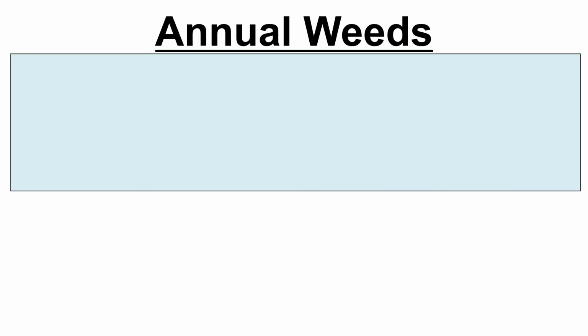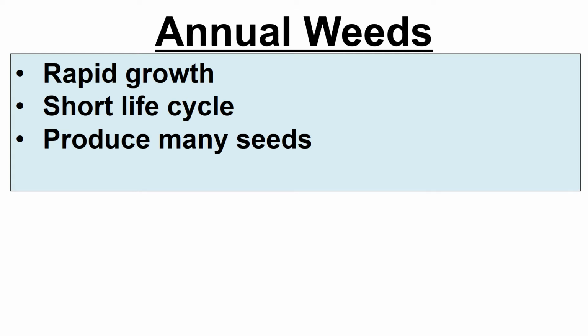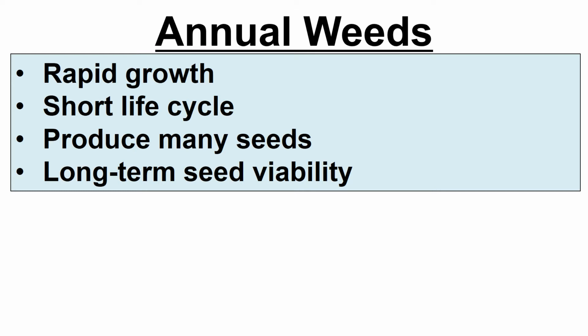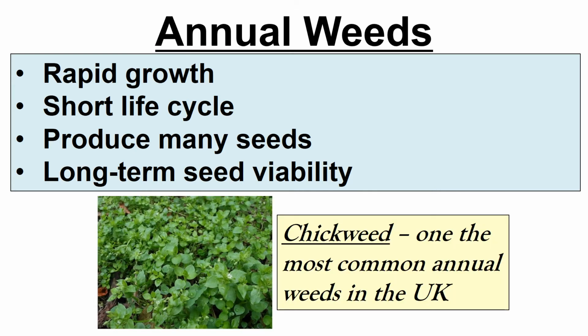So let's look at each one in a bit more detail. Annual weeds, first of all, have certain characteristics. They grow rapidly and they have a short life cycle. They produce many seeds, which means the short life cycle is not so important in terms of survival of the species. They also have long-term seed viability, which means seeds can hang about for long periods, potentially through the winter, and once conditions are favourable again, they can germinate. An example is chickweed, one of the most common annual weeds in the UK.